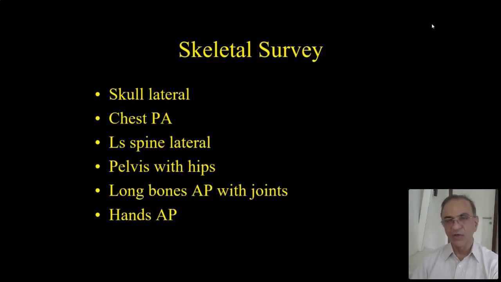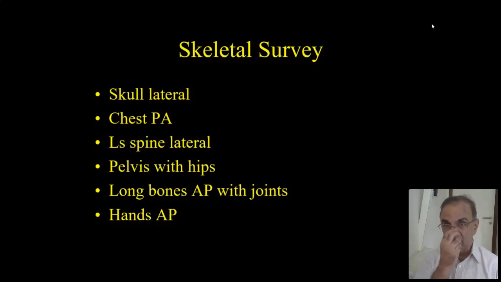I'm not repeating what I have written here. Now, lumbar spine is a lot of radiation. So you don't have to do AP and lateral. You have to do lateral, which is perhaps the largest amount of radiation that you can give in any X-ray of the human body. And long bones, again, just AP. You don't have to do AP and lateral.